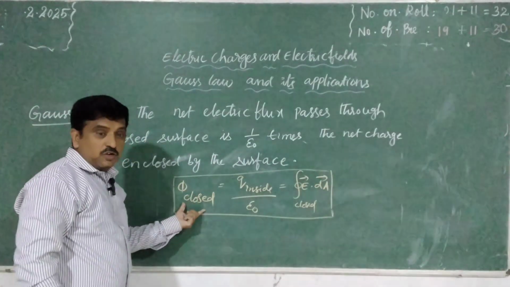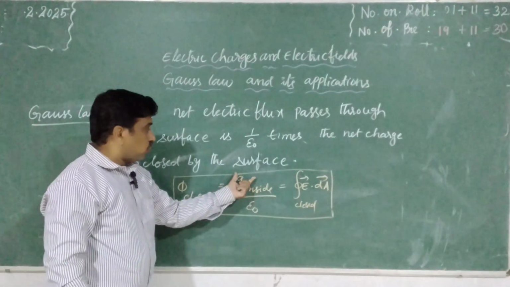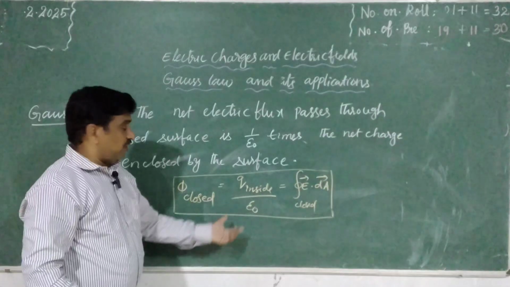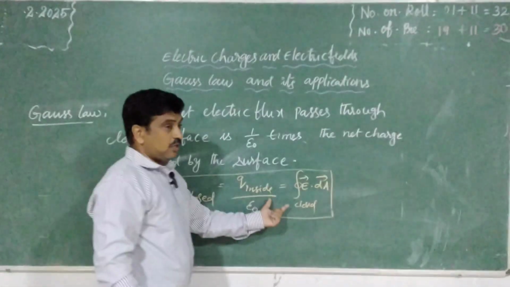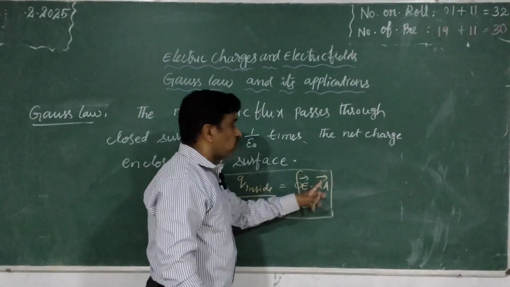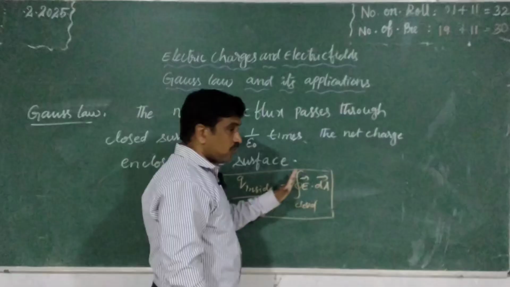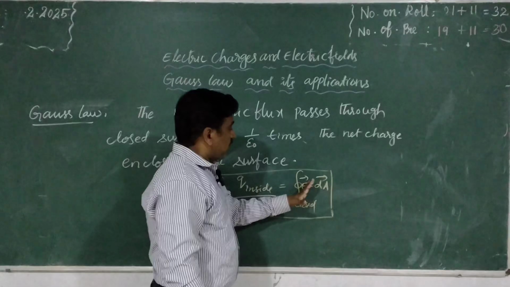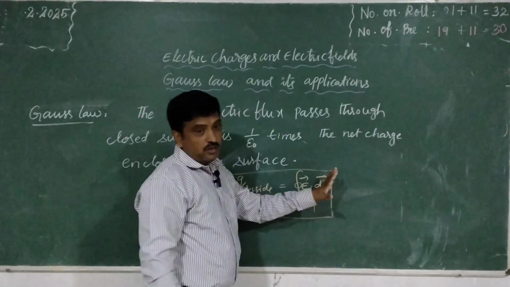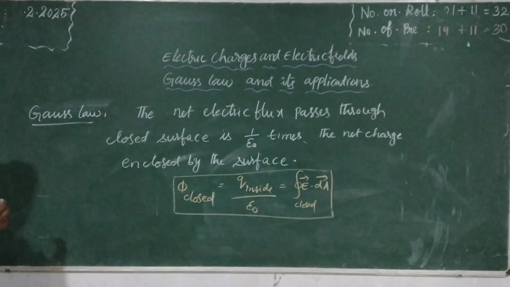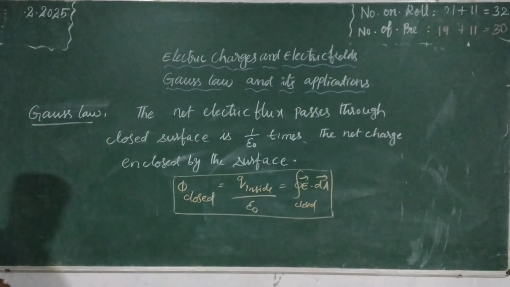Flux through a closed surface is equal to the total charge inside the closed surface divided by epsilon naught. We can write this as the closed integral of E dot dA, the electric field vector dotted with the area vector dA. That is called the statement of Gauss's law. We can prove this.